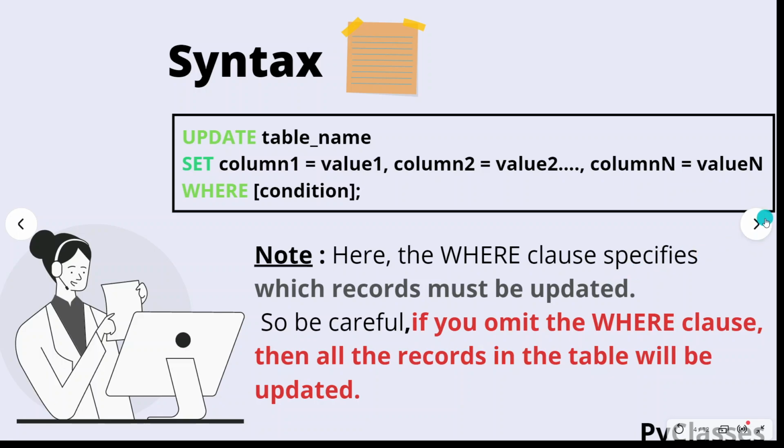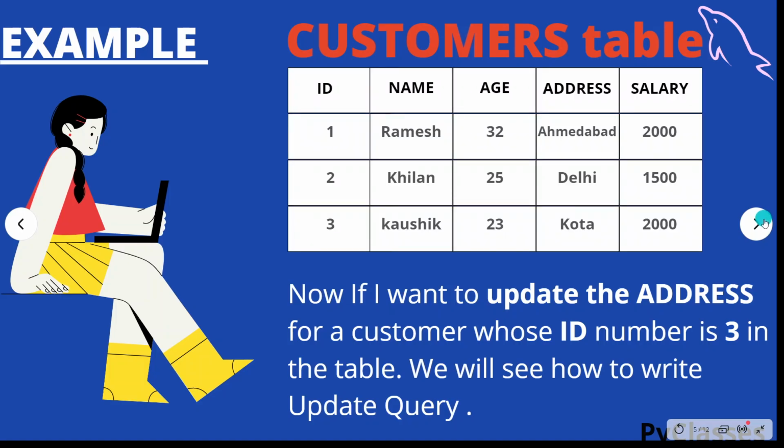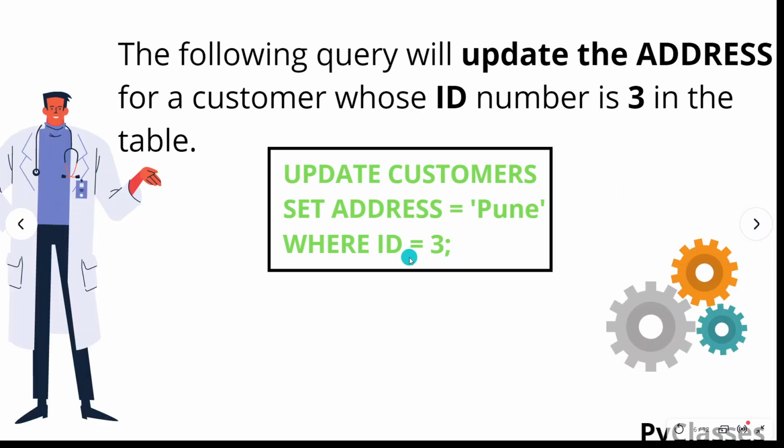So now we will see an example related to update query. As you can see on the screen, this is the customer table which has some records in it. Now, if I want to update the address for a customer whose ID number is 3 in the table, we will see how to write the update query for this. So this will be the query to update the address for a customer whose ID number is 3 in the table.